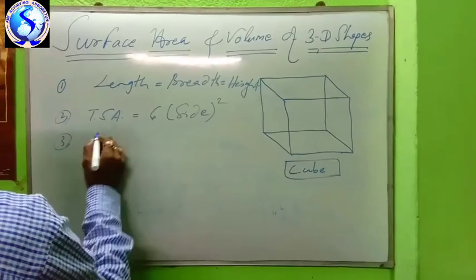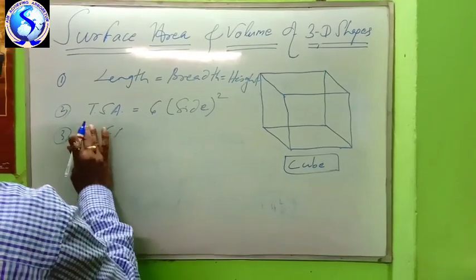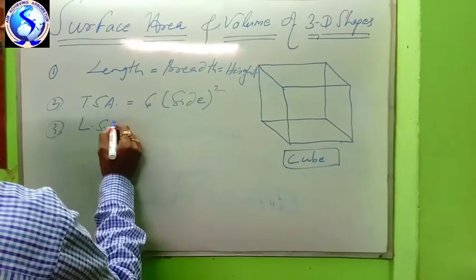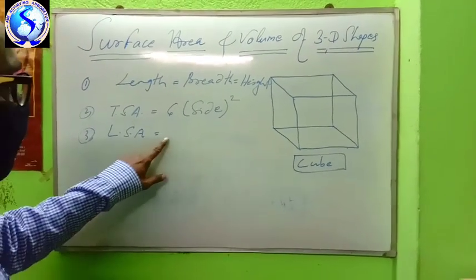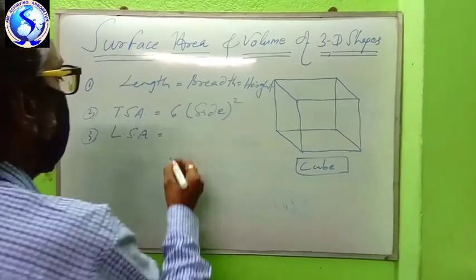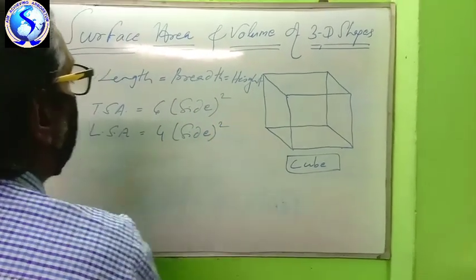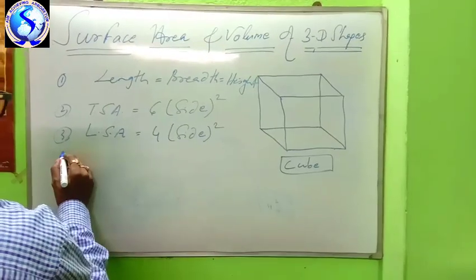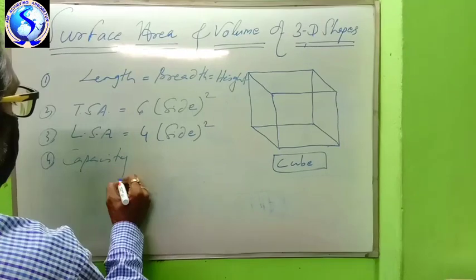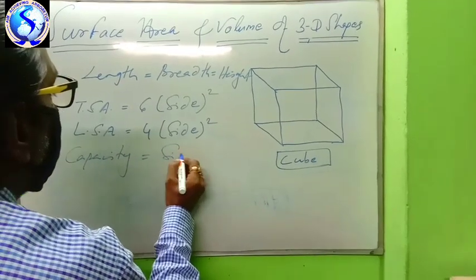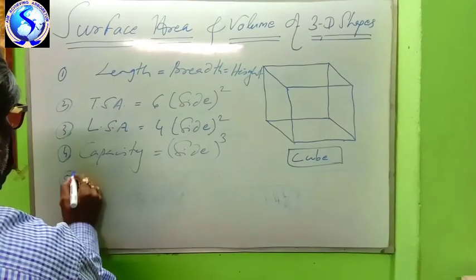Next, number 3, lateral surface area. Lateral surface area means area of 4 walls. That is 4 into side whole square. Next, capacity. Capacity means volume. That will be side whole cube. And length of diagonal, how to find out?